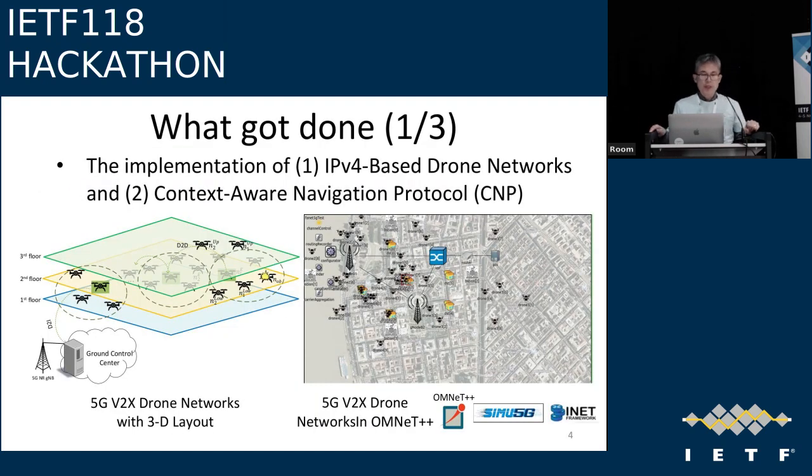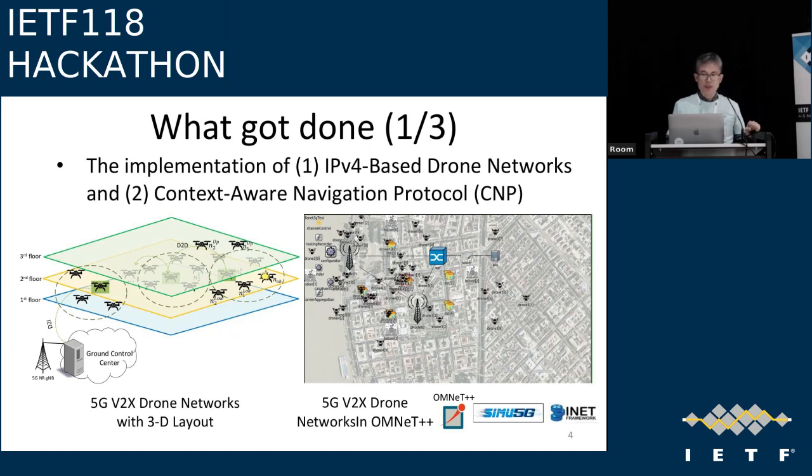So this figure shows, on the left-hand side, the layout for the three-dimensional drone highway. We have three layers, but we can make any number of layers. We also make each layer treat terrestrial roadways, so we try to make a cube, a three-dimensional highway. And on the right-hand side, OMNeT++ is used to simulate.